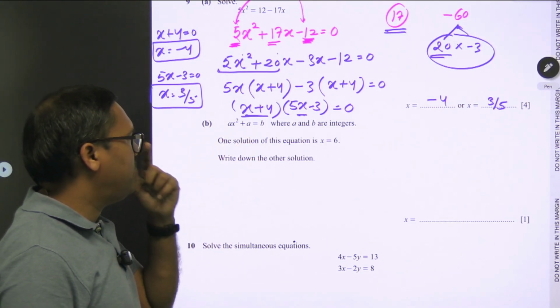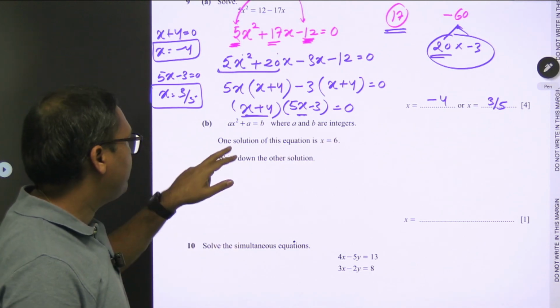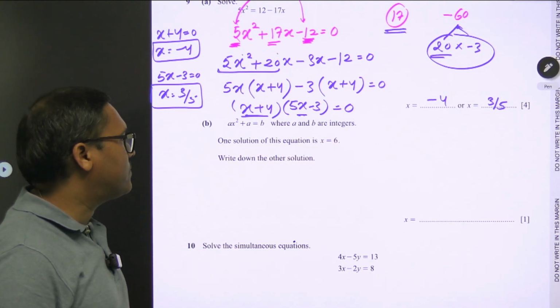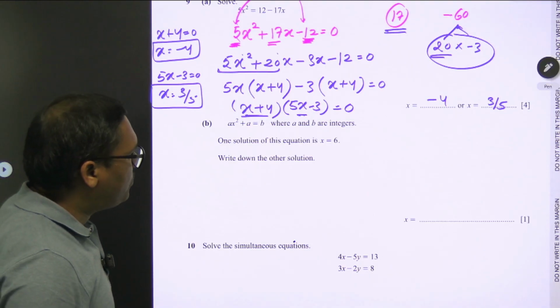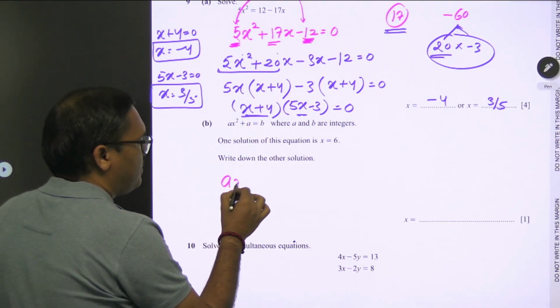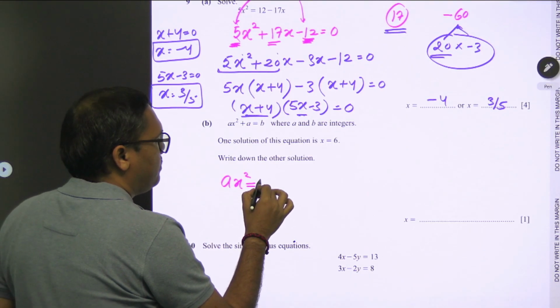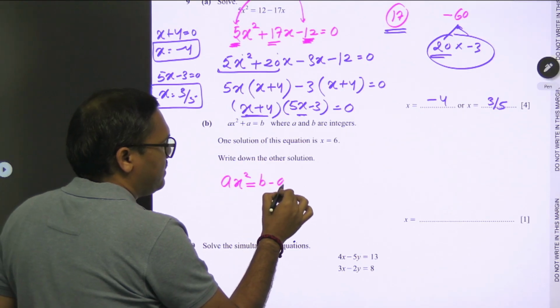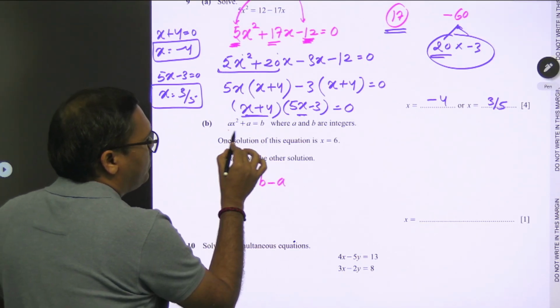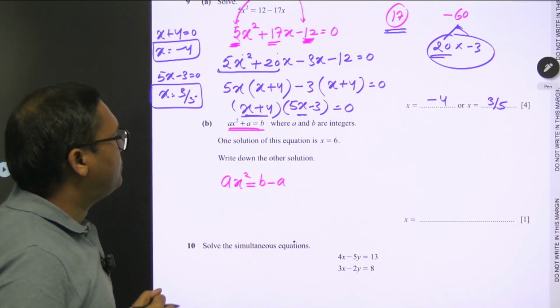ax square plus a equal to b, where a and b are integers. One solution of the equation is x equal to 6. Write down the other solution. Okay. So if I am saying that ax square is equal to b minus a, correct? x square equal to b minus a, right?